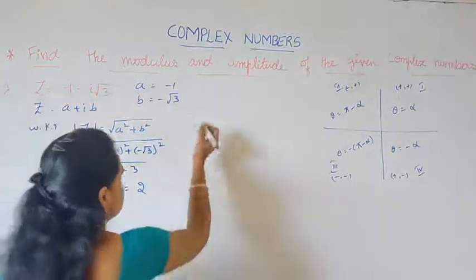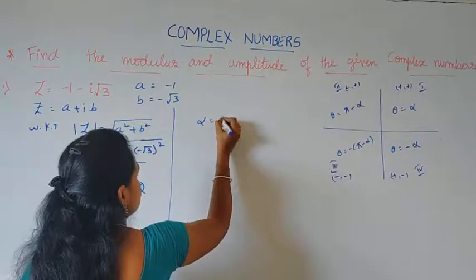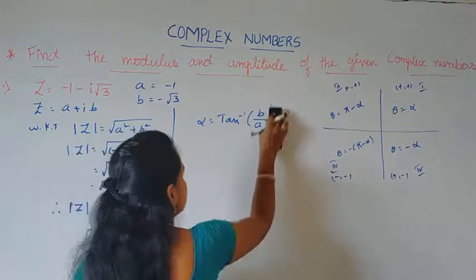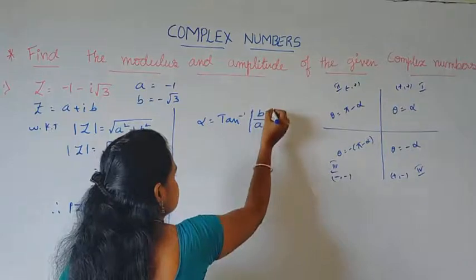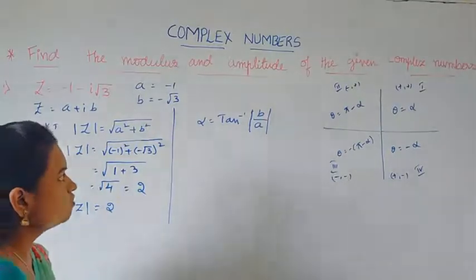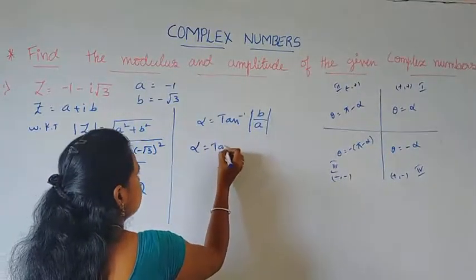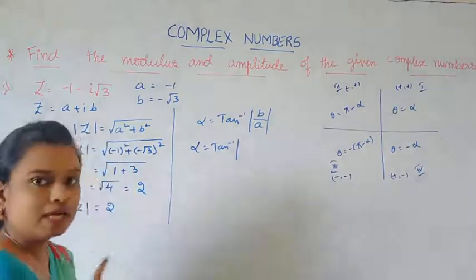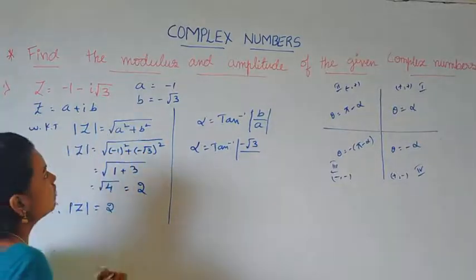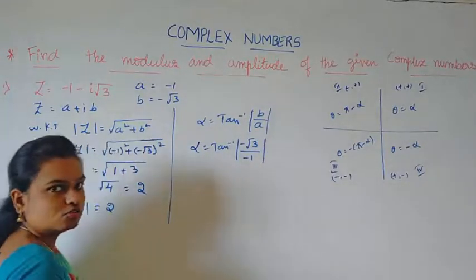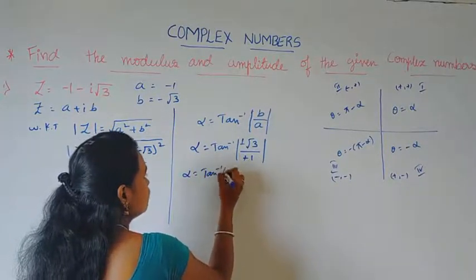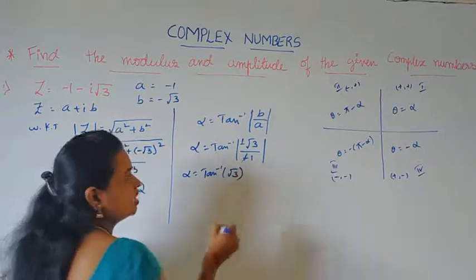So what is the definition? Amplitude alpha is equal to tan inverse of b by a, right? Tan inverse of b by a. This is the definition for amplitude, right? So substitute the values. Tan inverse of b by a. What is the value of b here? Minus root 3 divided by a. What is the value of a? -1. So minus and minus get cancelled. So alpha becomes tan inverse of root 3 divided by 1, which means root 3 only.